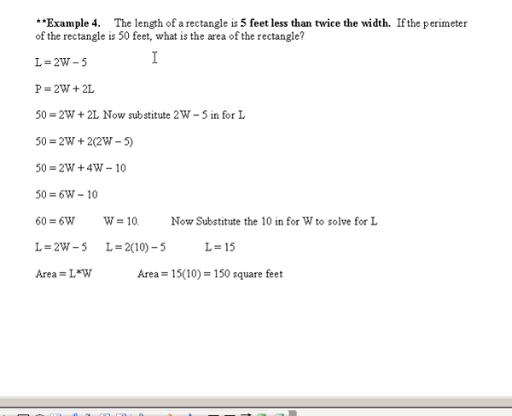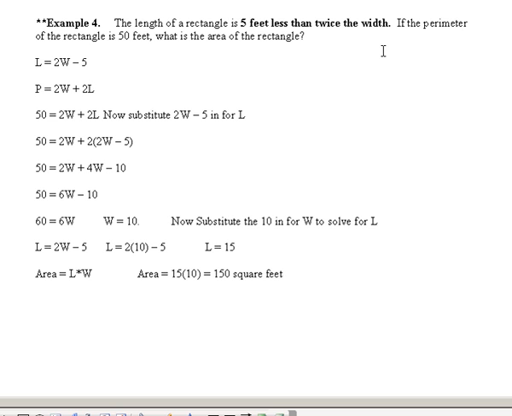This problem says the length of a rectangle is 5 feet less than twice the width. If the perimeter of the rectangle is 50 feet, what is the area of the rectangle? Well, this is a pretty tough problem here. We start off with the idea that the length equals 5 feet less than, or 5 feet taken away from, twice the width, 2W.